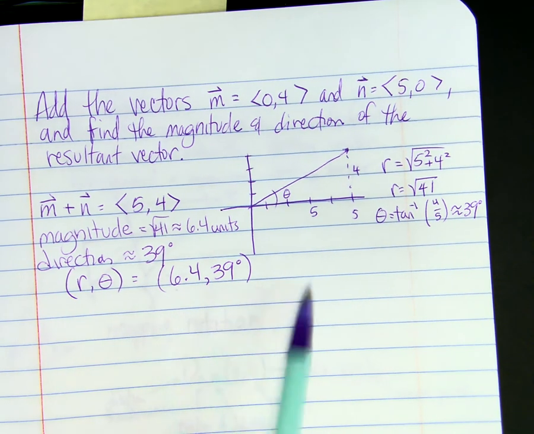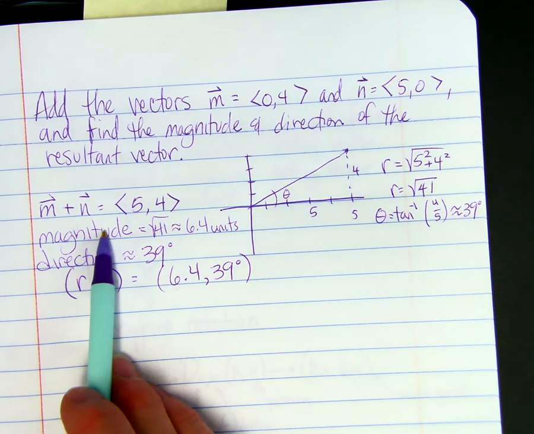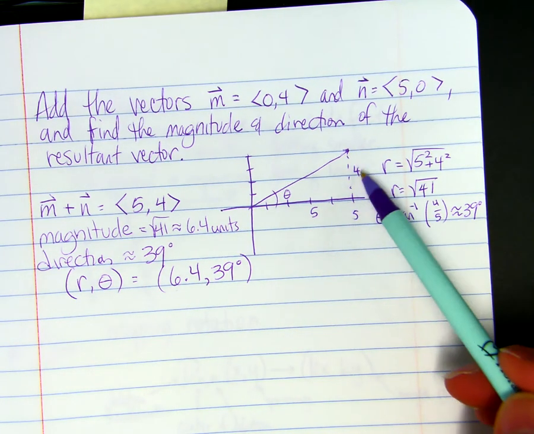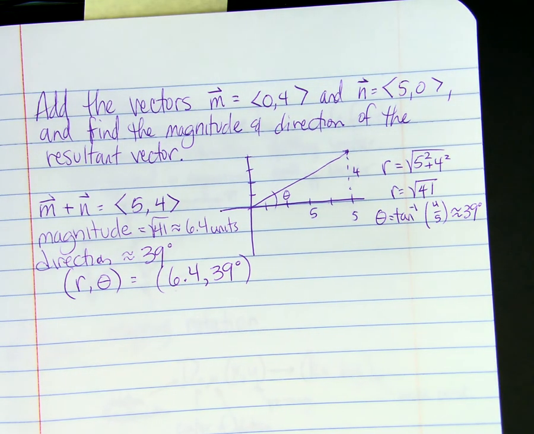So what does R stand for? R is the magnitude. So it's basically the square root of these two squared and added together. Okay, that's the end of that lesson.